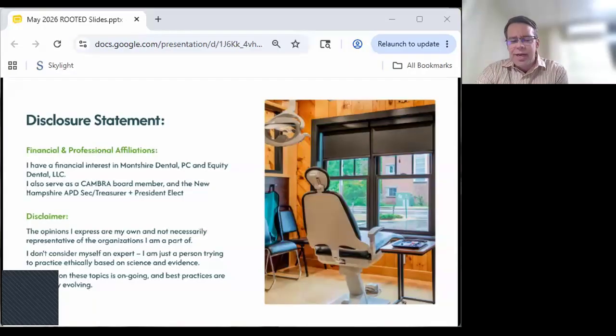That's a group out in Oregon. I'm also a national Canberra board member, as well as the secretary and treasurer for the American Academy of Pediatric Dentistry chapter in New Hampshire, and I'm also the board elect there for the next 2 years. So I'll be the president in the following 2 years.